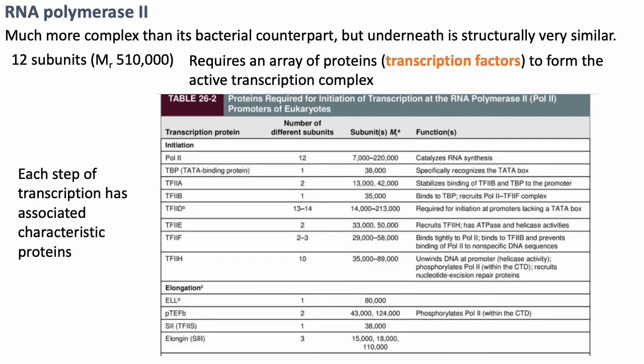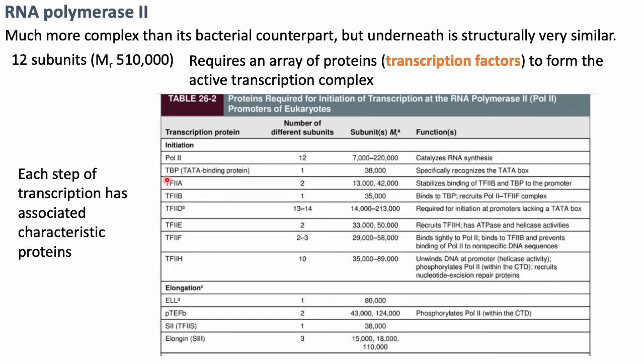When we consider RNA polymerase 2, it's much more complex than its bacterial counterpart, but structurally it's very similar. There are 12 subunits, so it's much bigger. It's around 510,000 as opposed to 360,000, wasn't it, for the prokaryotic? And it requires an array of proteins known as transcription factors. Transcription factors are very important proteins to learn about to form an active transcription complex. Each step of the transcription has an associated characteristic protein. Don't worry, you don't have to learn all of these, just know that they exist. So we have different transcription factors. We've got one which is called POL2, that has 12 different subunits.